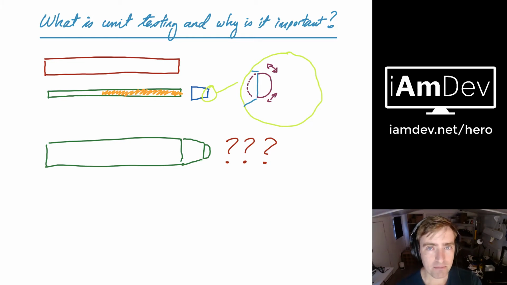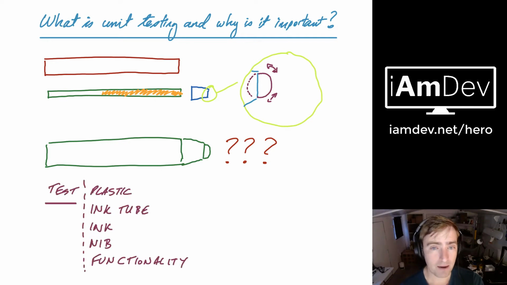So if we come back to the pen analogy, before my pen leaves the factory, I'd want to do the following. I'd want to test the plastic tube, make sure it's sturdy. I'd want to test the ink tube, make sure it's sturdy, flexible, can hold ink. I'd test the ink works and the nib rolls. And finally, I'd test the functionality, probably as a whole or as subsections of all those things.